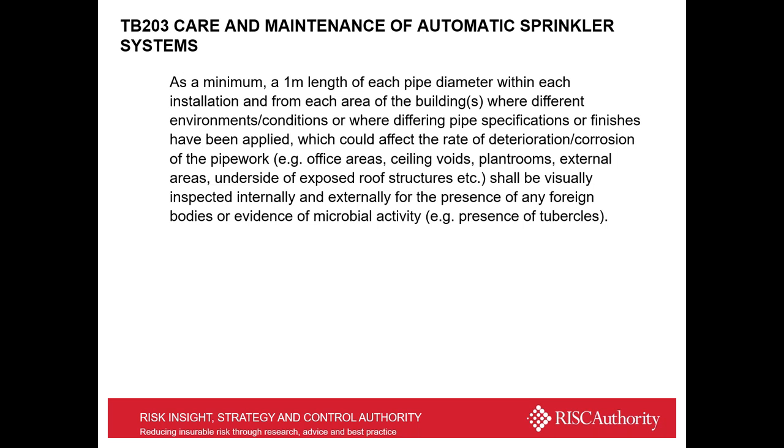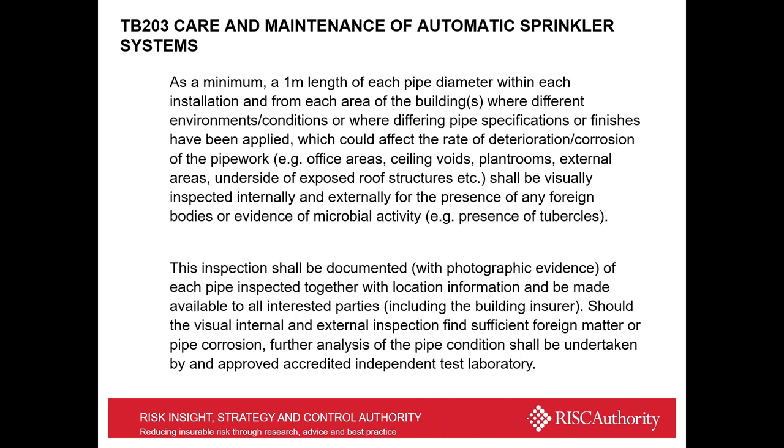structures. We are requiring that all pipework shall be visually inspected internally and externally for the presence of any foreign bodies or evidence of microbial activity. So, sprinkler installers, what this will mean is you will physically, in each installation, select the pipework in each diameter of the area of a building, remove it and do a visual internal and external view of the pipework, looking for evidence of microbial activity or corrosion.